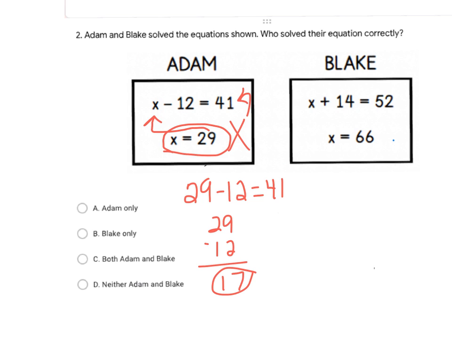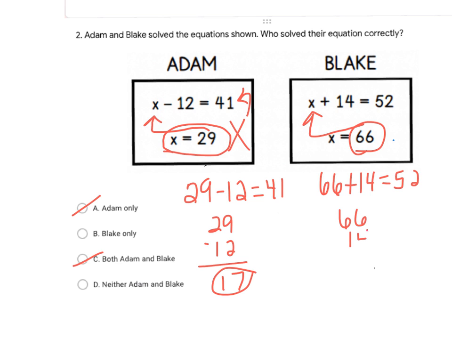So here we go again. We know it's not Adam, and so it can't be both Adam and Blake. So let's plug in 66 for x, so we have 66 plus 14 equals 52. Well, first of all, it doesn't look right. I know it's not right because we just did it. That's not right.